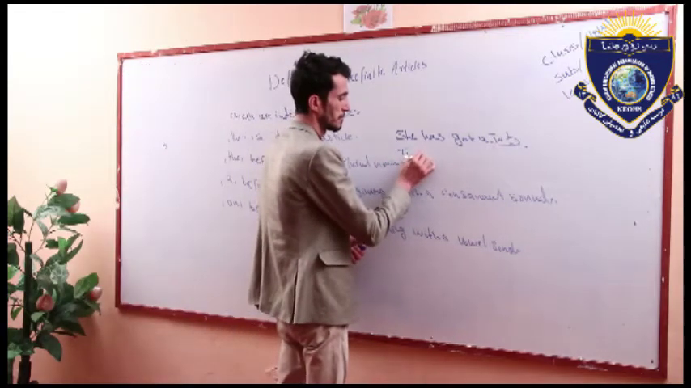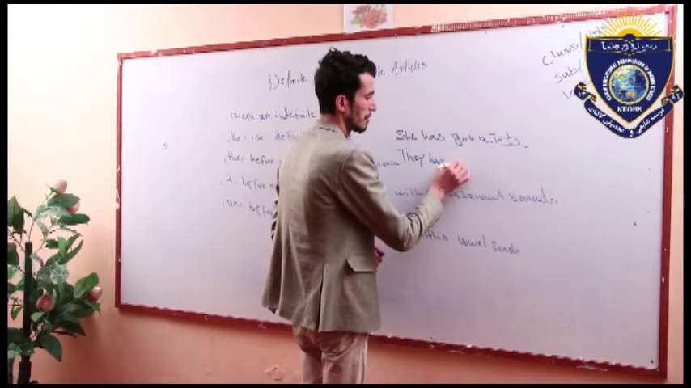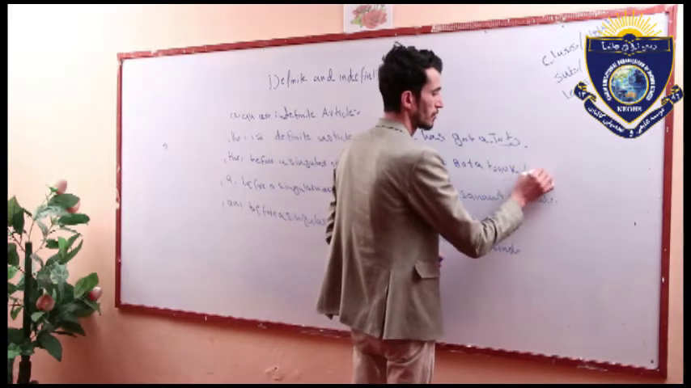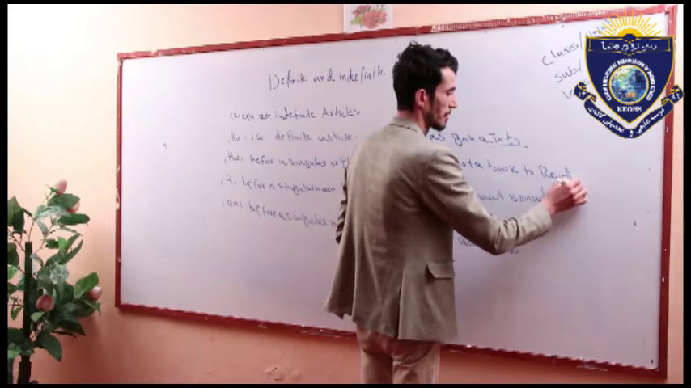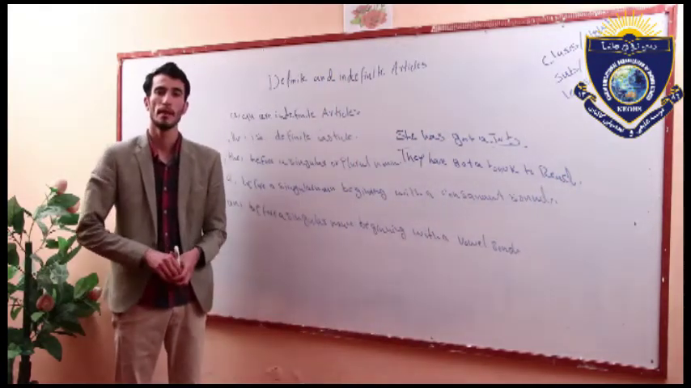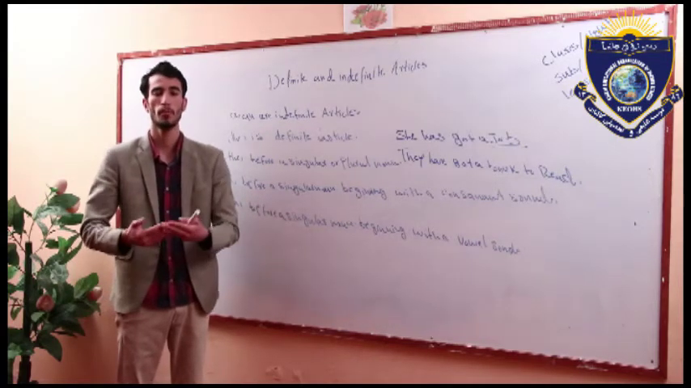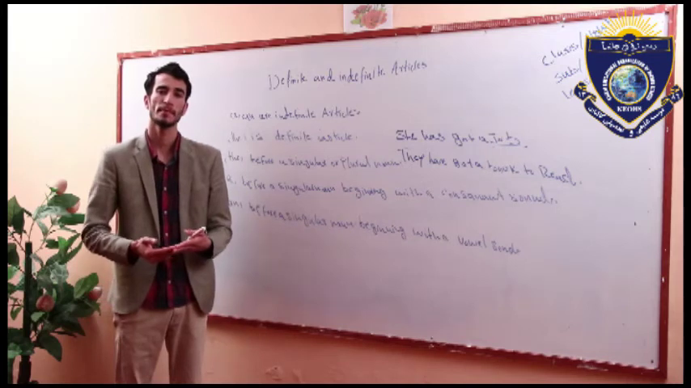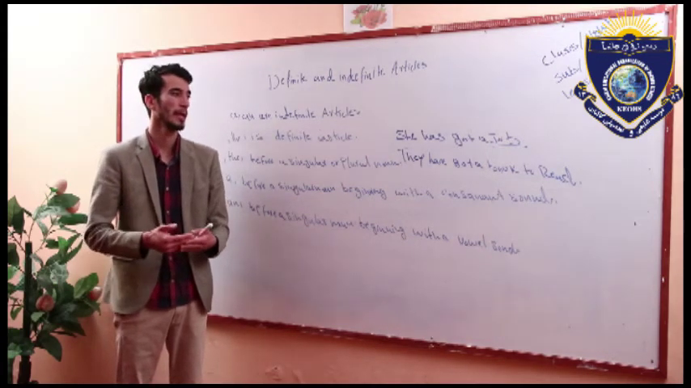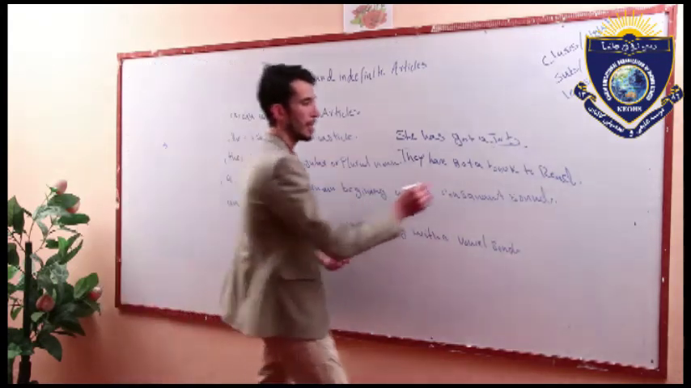They have got a book to read. They have got a book to read. It means they received a book for reading. They want to read a book. But we didn't specify what or which book they got to read. It means it's not specific. The book is not specific.